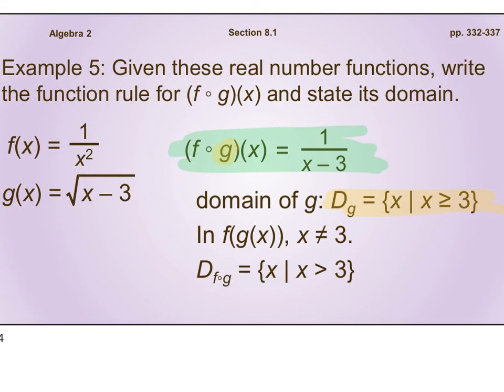Now, in f of g of x, x cannot equal 3 because I can't have the denominator equal to 0. So that's why x cannot equal 3. Now, the domain for the combined function, the composed function, is x has to be greater than 3. Notice this had an equal to before, but because of this, I have to get rid of that equal to and just make it x greater than 3. That is my domain.